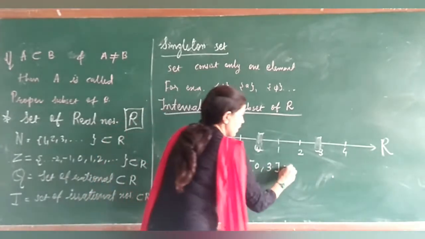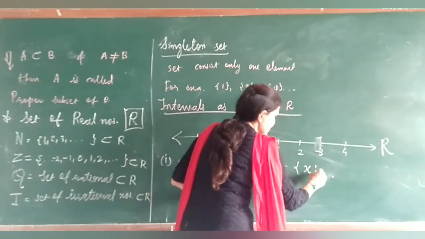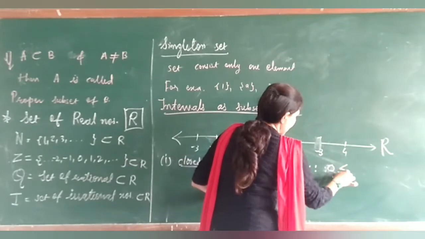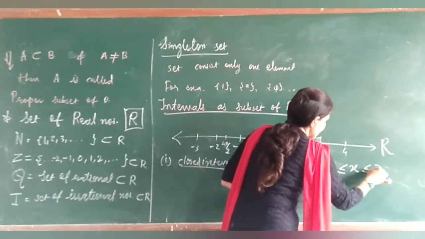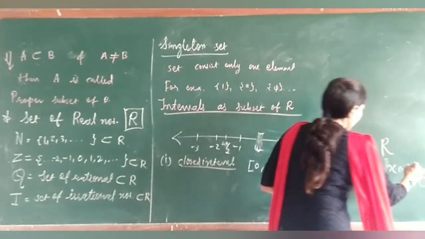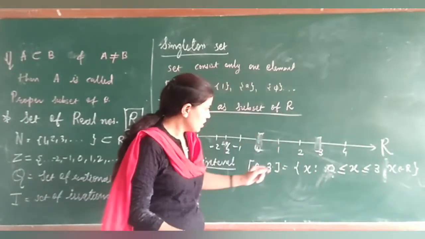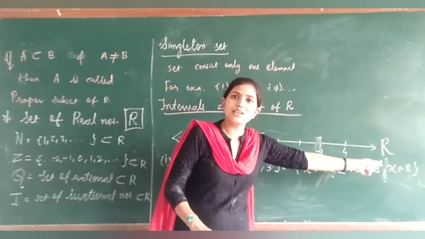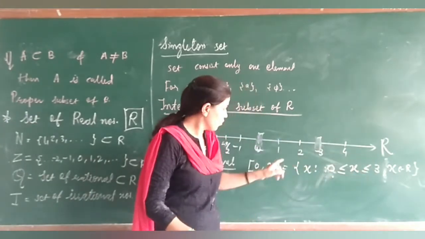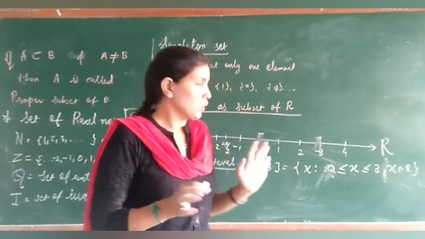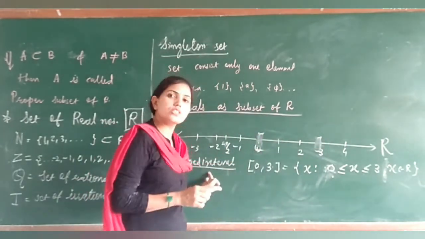So what does it mean? All those x where 0 is less than or equal to x, which is less than or equal to 3, and x belongs to R. What does interval mean? All x where 0 is less than or equal to x less than or equal to 3, when 0 and 3 are also included in that interval. So we call this a closed interval.